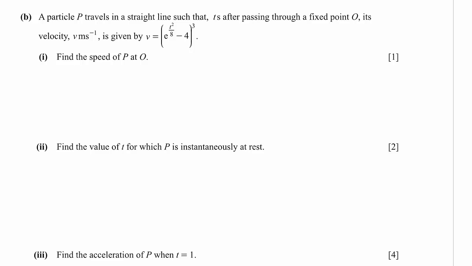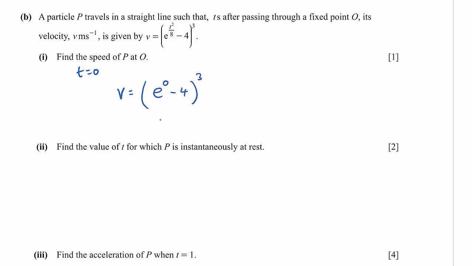Okay, so we're on to a second part of the question now. A particle travels in a straight line such that t seconds after passing through a fixed point O, its velocity is given by this expression here. Find the speed of p at O.